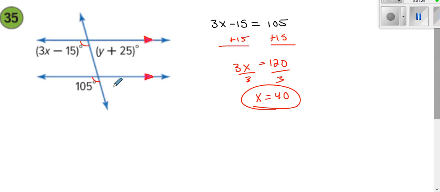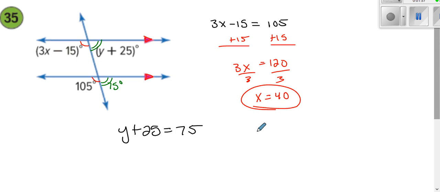I could also say, well, if this is 105, and this is the route I'm going to take, this side over here would have to be 75 degrees because these are a linear pair, right? And these are corresponding angles, which means this would equal the 75. So I could say, all right, so y plus 25 equals this 75. That's the route I'm going to take.